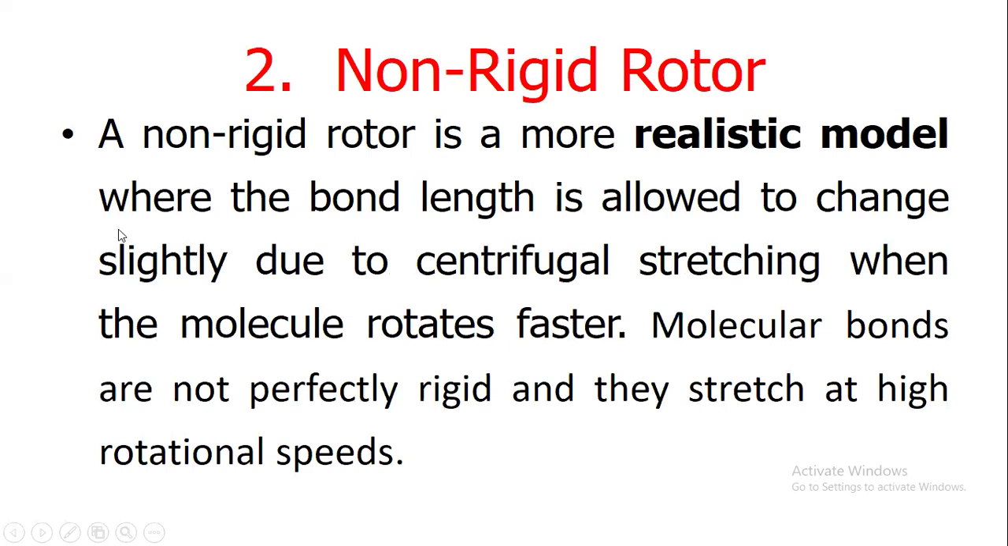Non-rigid rotor. A non-rigid rotor is a more realistic model where the bond length is allowed to change slightly due to centrifugal stretching. When the molecule rotates faster, the bonds are not perfectly rigid and they stretch at high rotational speeds.